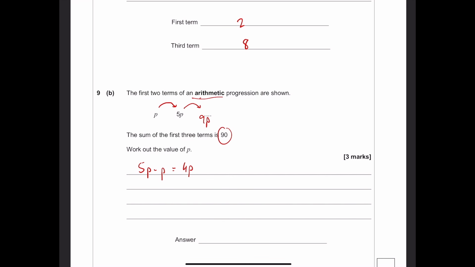And then using this, we know that p plus 5p plus 9p is equal to 90. So adding those up, we're going to get 15p equals 90, so p equals 6. And that's our final answer there.